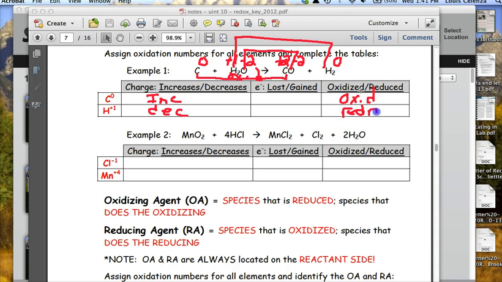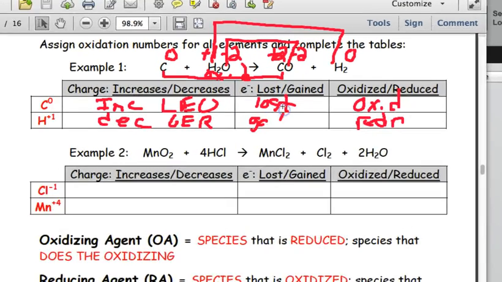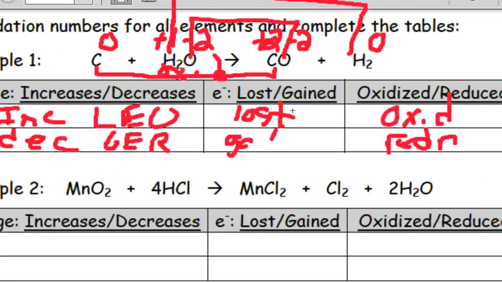And now if you go back to the definitions that are just above this, when the oxidation number increases, remember LEO and GER. Loss of electrons is oxidation. So this lost, which means that this gained electrons. I'll finish writing that.